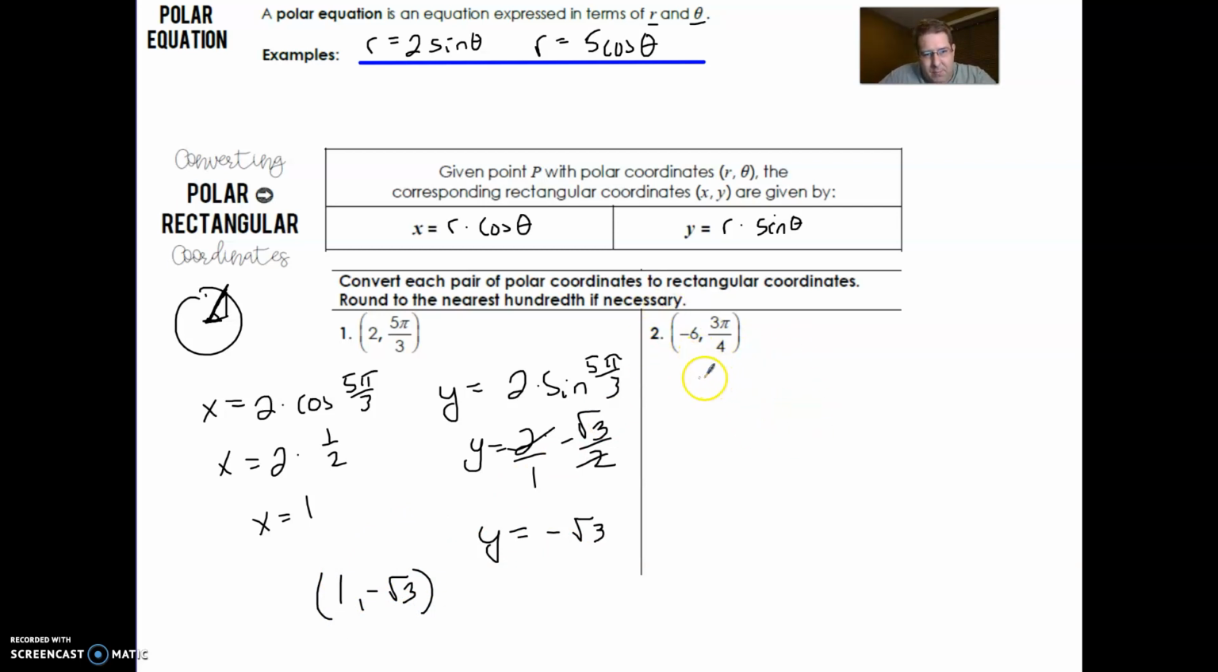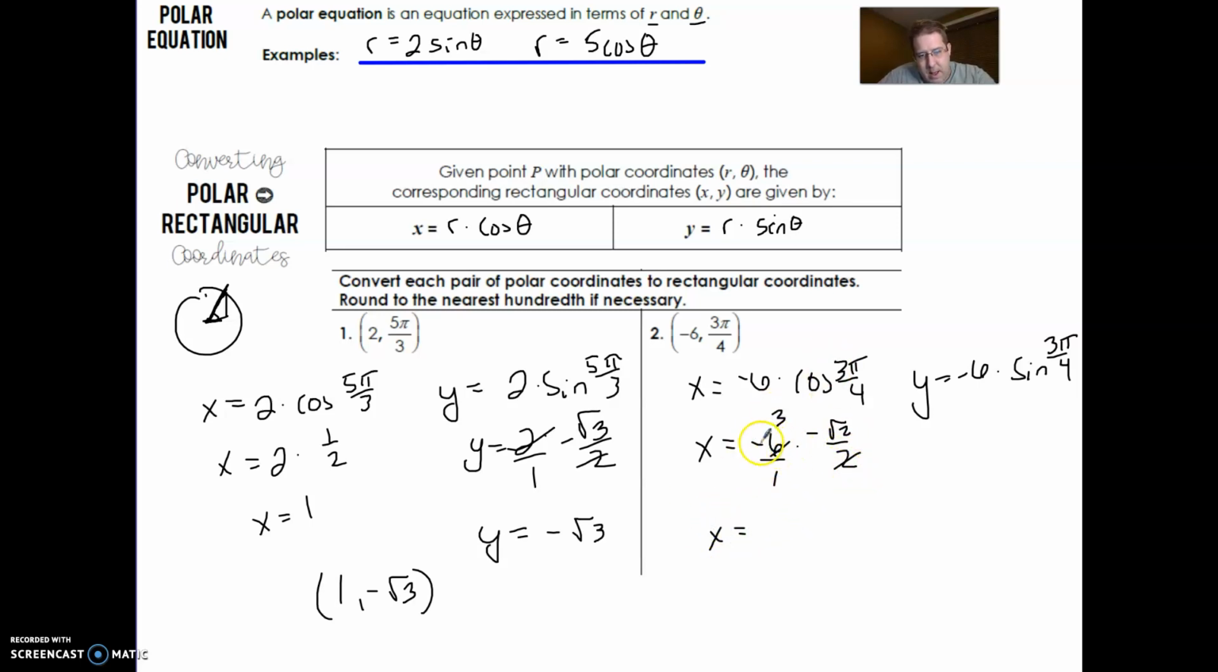I'm going to do the same thing over here: x equals negative 6 times cosine of 3 pi over 4, and y equals negative 6 times sine of 3 pi over 4. Remember, 3 pi over 4 is in the second quadrant with a 45-degree reference angle, so it's square root of 2 over 2. But cosine in the second quadrant is negative, so x equals negative 6 times negative square root of 2 over 2. These cancel out, dividing by 2 turns the 6 into a 3, and a negative times a negative is a positive, so x equals 3 times the square root of 2.